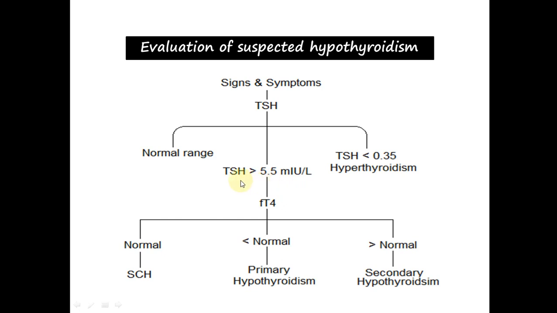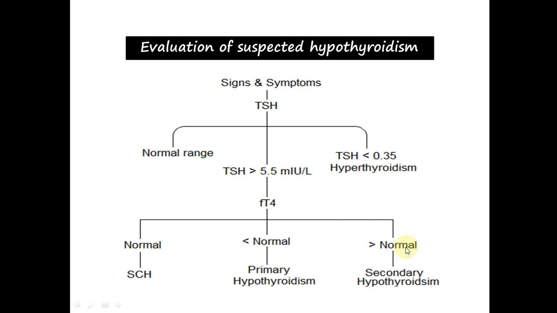So after measuring the TSH, then we measure the free T4. If the free T4 is also increased and more than normal, then this is secondary hypothyroidism. While if in the face of increased TSH, the free T4 level is still less than normal, this means that the problem is in the thyroid gland.